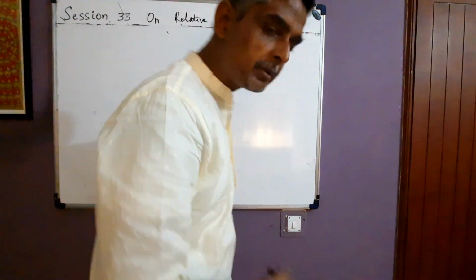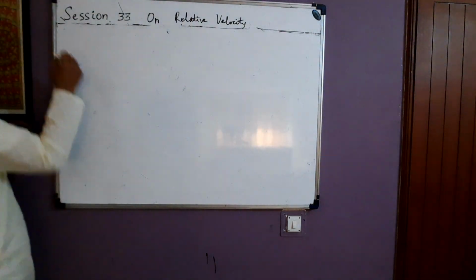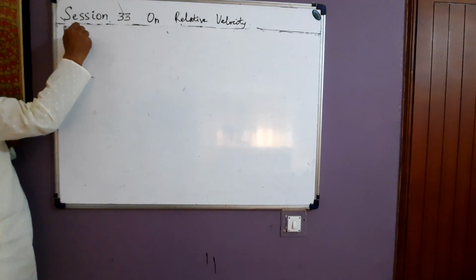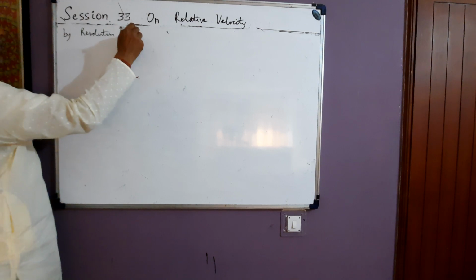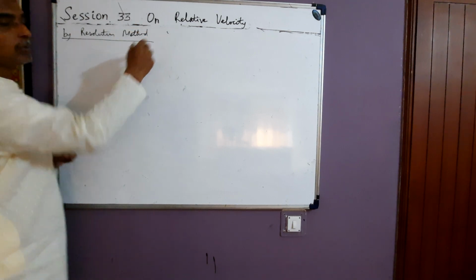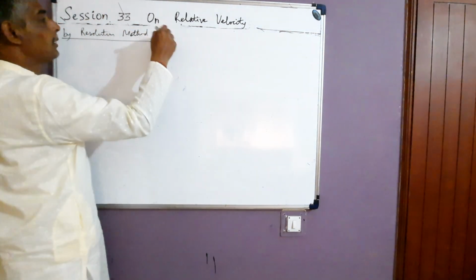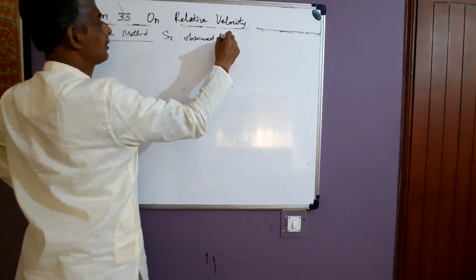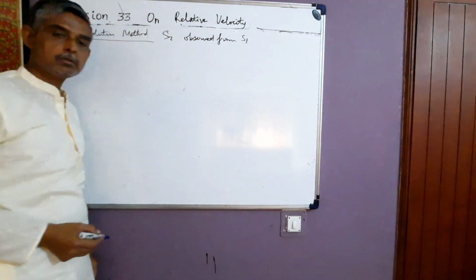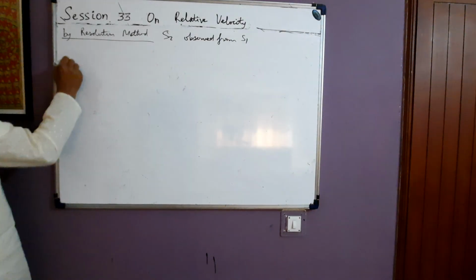Now I'll solve this problem by method 2, by the resolution method, okay? By the resolution method. Again we are observing the problem of S2 observed from S1. S2 observed from where? S1. So again draw the diagram.